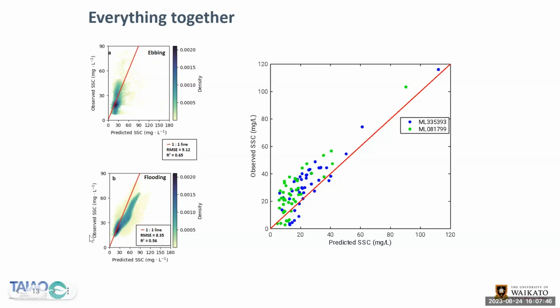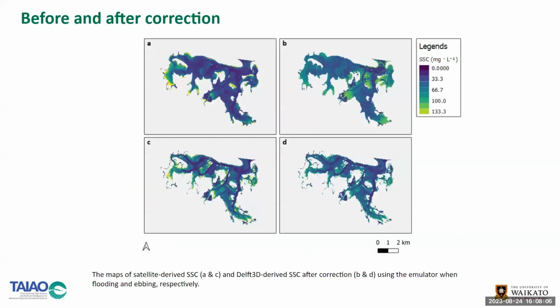Here's the observed suspended sediment concentrations from satellite. Here's the predicted suspended sediment concentrations from our regression model. And these are the testing data sets here. And then finally, that's everything put together. All right. And that's the numerical modeling results before and after correction.